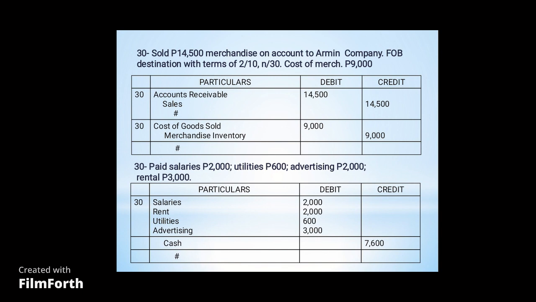Paid salaries 2,000, utilities 600, advertising 2,000, rental expense 3,000. So the total is 7,600. So debit, salaries, rent, utilities, and advertising. Credit, cash.